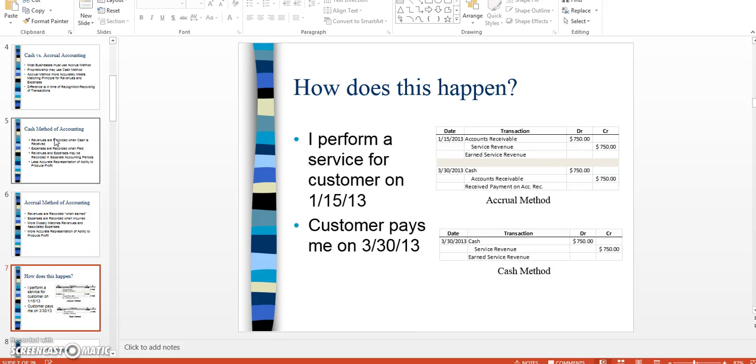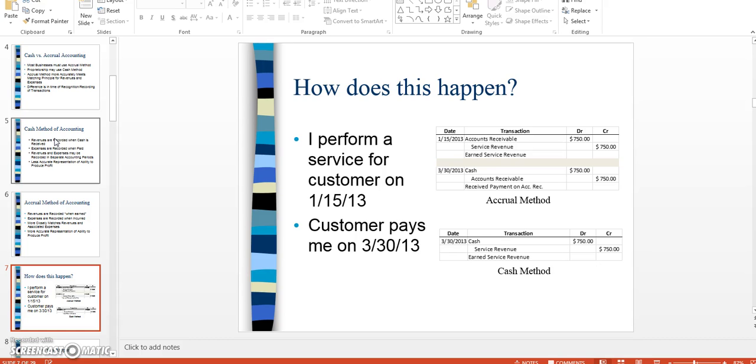So the next question that comes up is, well, how does this happen then? How do we recognize items when we haven't actually had that cash change hands? And this is where your accounts receivable and your payable accounts come into play. So let's look at an accrued revenue and an accrued expense example and kind of compare the accrual method with the cash method.